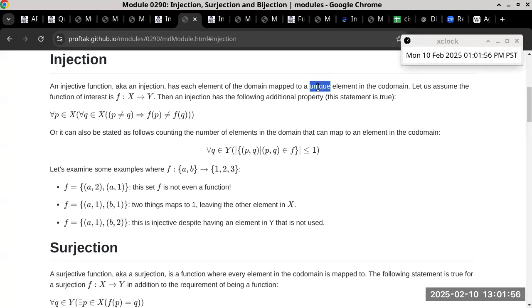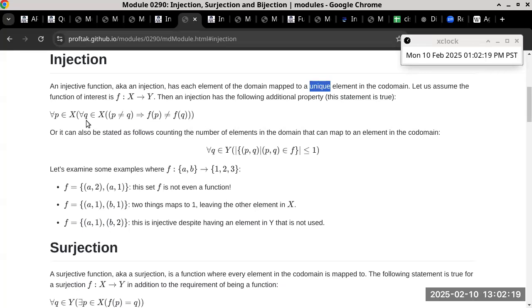Okay, so let's see how we can express that. One easy way to express it is like this. Let's check out what this means. For every P in the domain, for every Q also in the domain. So P and Q can be the same. I'm looking at every single way to pair every element in the domain.